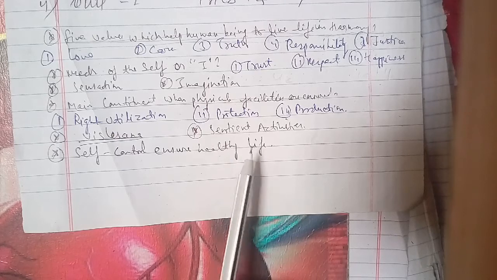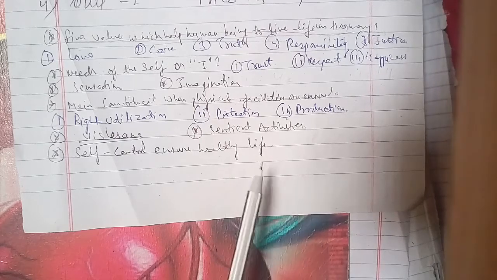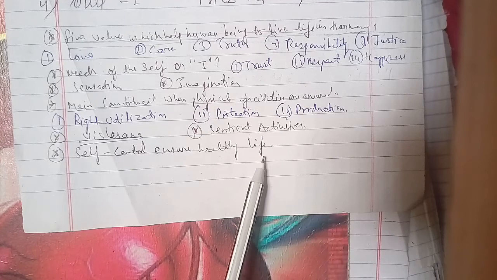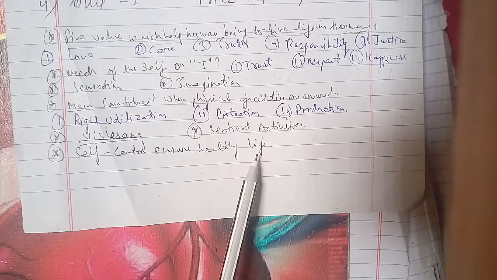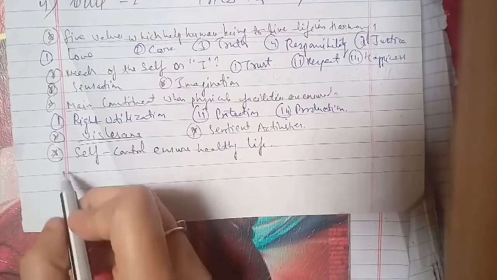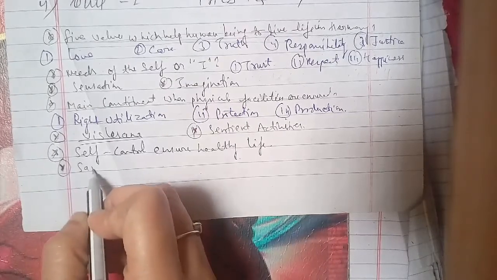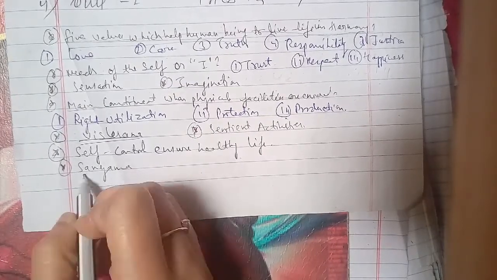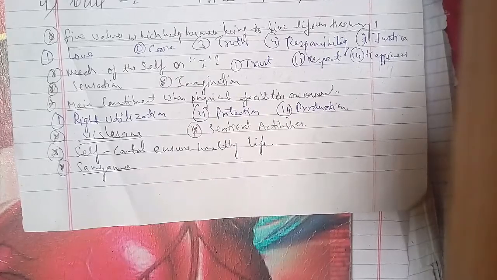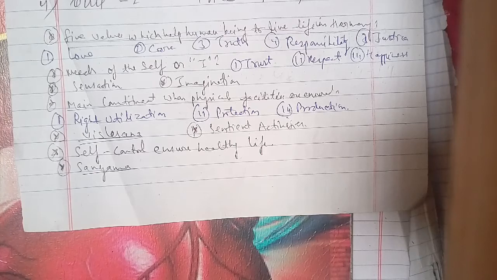Now we'll go ahead with another and the last question of unit 3, which is: what is sanyama? Sanyama, or self-regulation, is the feeling of responsibility in the self to nurture, protect and rightly utilize the body. Since the body is an instrument of the self, there is a need to take care of the body so that it is capable of carrying out the instructions of the self as well.